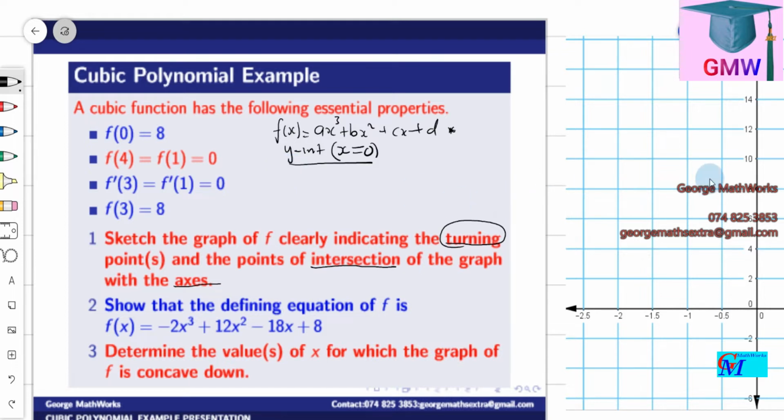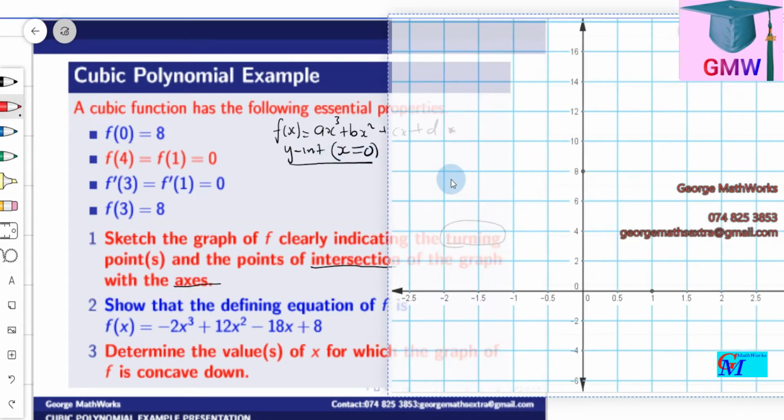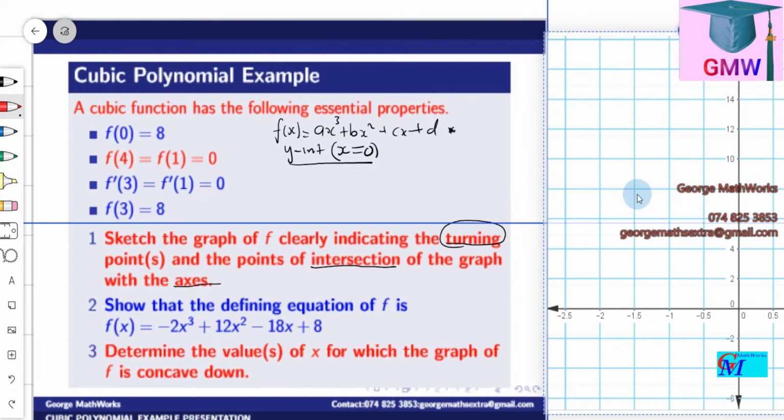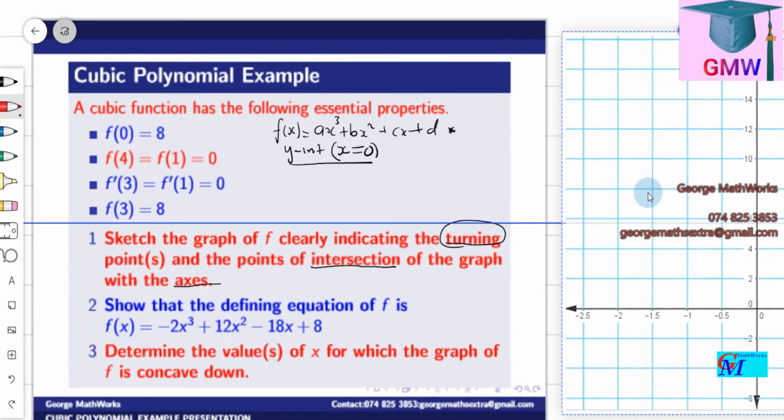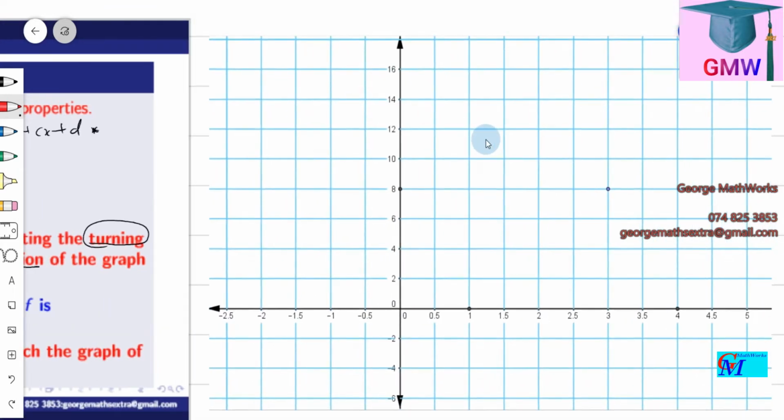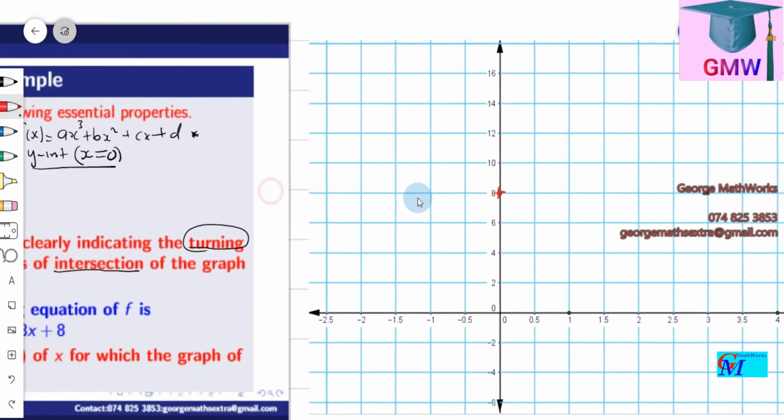There is a graph by my side here because this question says sketch the graph of f, clearly indicating the turning points. So I am going straight to the graph and I'm going to mark the point f(0) = 8. We said it is the y-intercept, which means this is the point where the graph will cut the y-axis. I'm going to mark the point here at 8. When x is equal to 0, my y is equal to 8. That's the meaning of what we are looking at there.